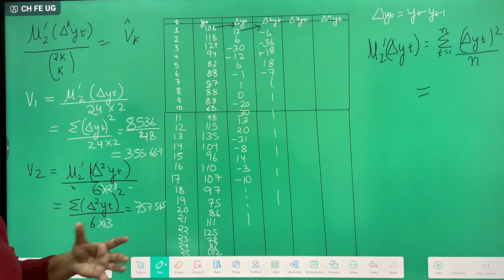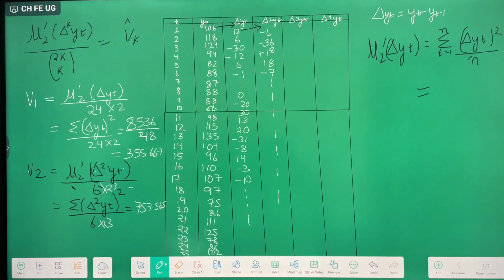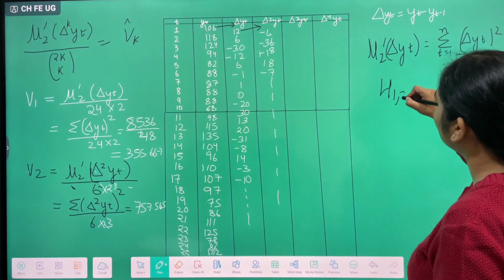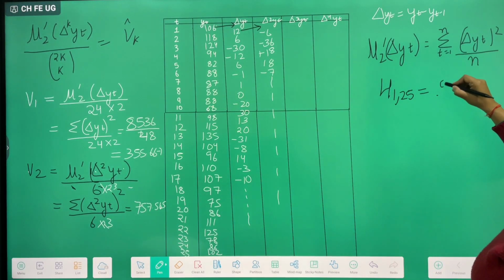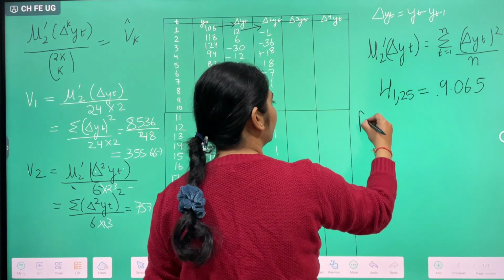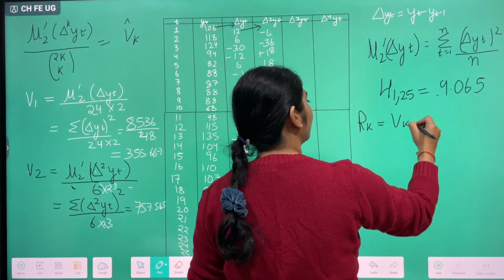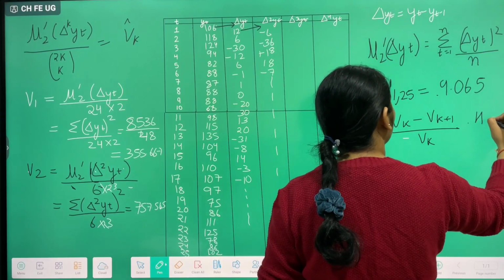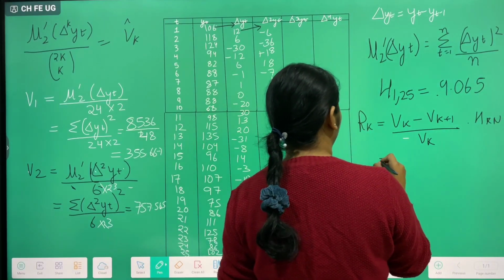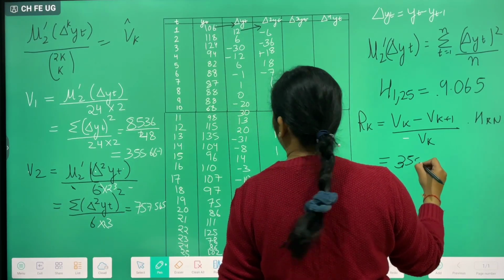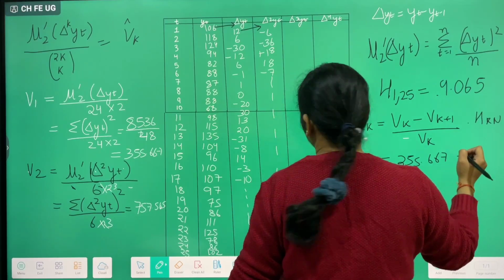If we have been given H1, 25 as 9.065, so our value R1 would be (Vk minus Vk plus 1) upon Vk into H1,25. So Vk is our V1. V1 is 355.667.